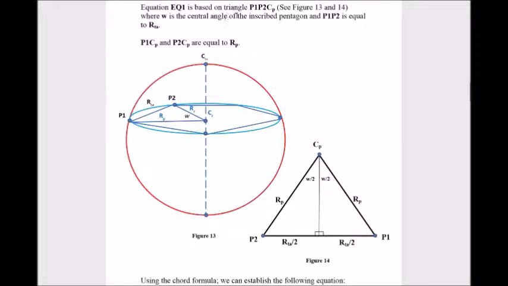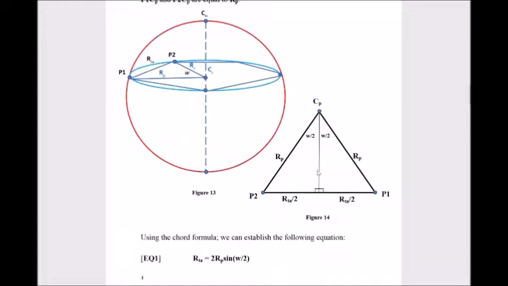The first equation is based on triangle P1, P2, CP, as seen here. It's blown up off to the side here. And we can use a chord formula, essentially, to come up with equation 1 that shows the conical radius RTA as a function of the planar radius and angle W.